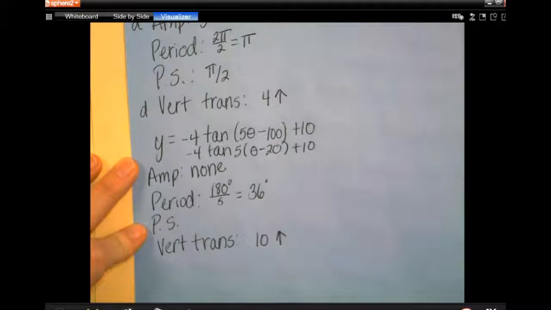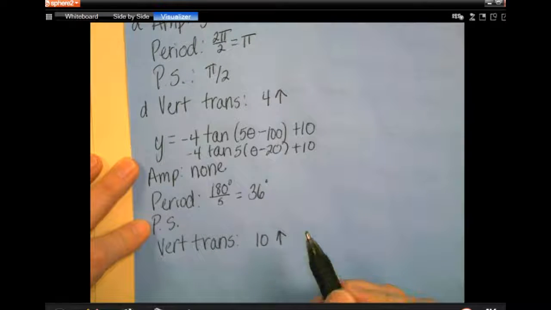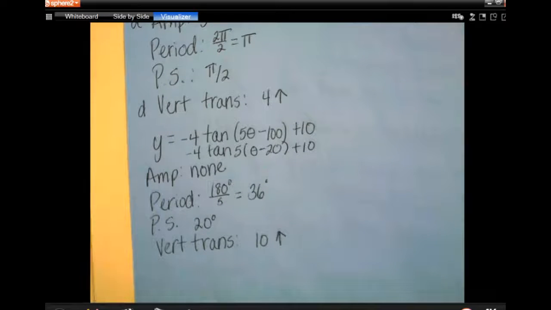Why do I do nothing with it? I know because it's tangent, but you're just ignoring it. So the phase shift is going to be what? A positive 20 degrees. Okay, take out your white worksheet that I gave you while you were here.